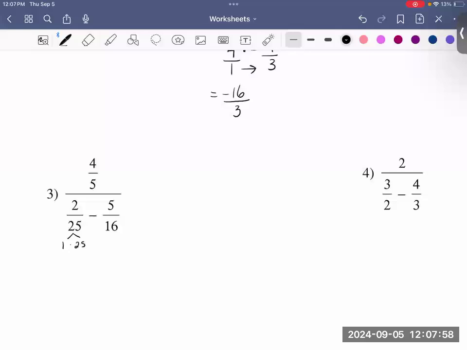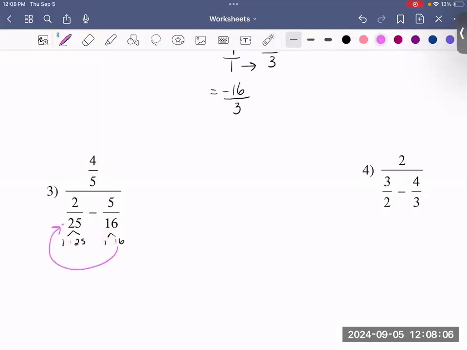If you wanted to break it up, the only thing they share would be this 1. So that just means we're going to multiply this 16 to this side. What you do to the bottom, you do to the top. What you do one side, you do to the other side. We're multiplying 25 to the other side. So your numerator stays the same, 4 over 5. And in your denominator, we're multiplying 16 times 2, which is 32, all over 16 times 25 is 400. Minus 5 times 25 is 125 over, again, 400.